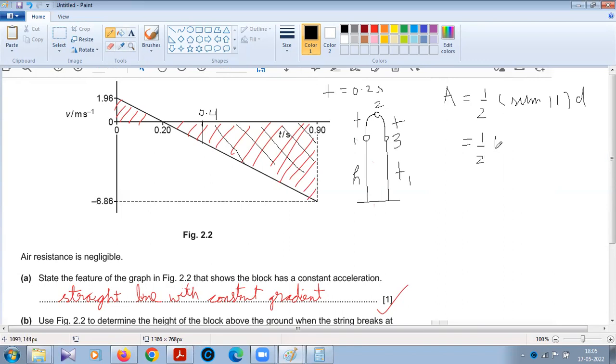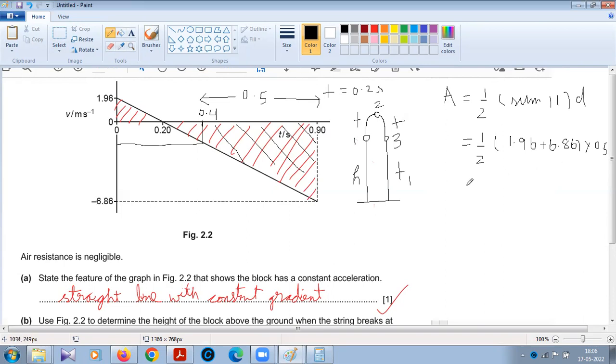Sum of parallel sides will be what? See here it is 1.96, so this position will also be 1.96. And this parallel side is given to you here, 6.86. I am not taking the minus sign because I am finding out the magnitude. And the distance between them, that is the height, is 0.9 minus 0.4, that is 0.5 seconds, multiplied by 0.5. I think this will also give you the same answer.